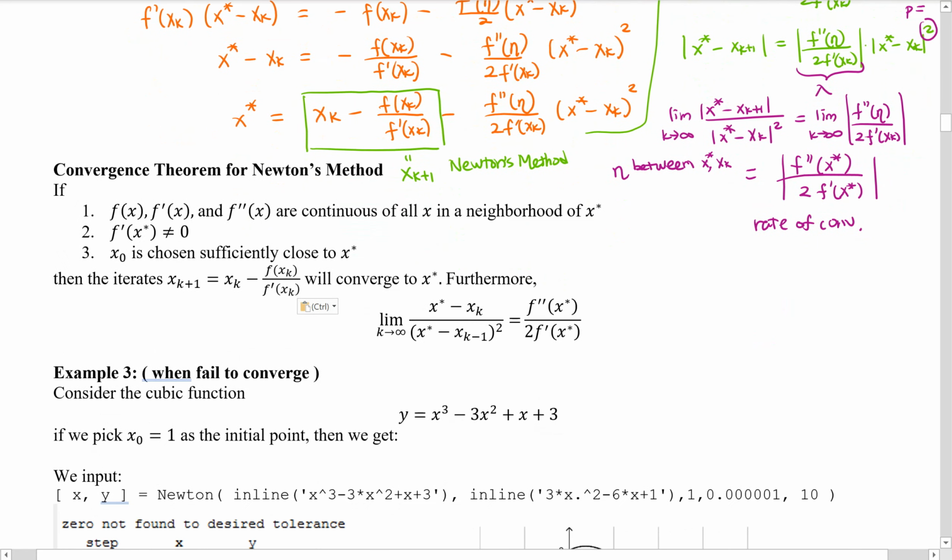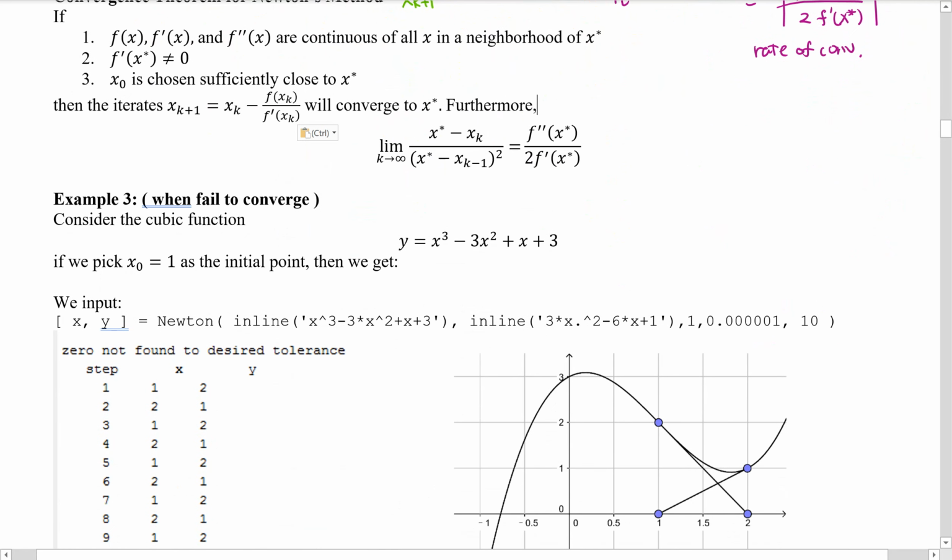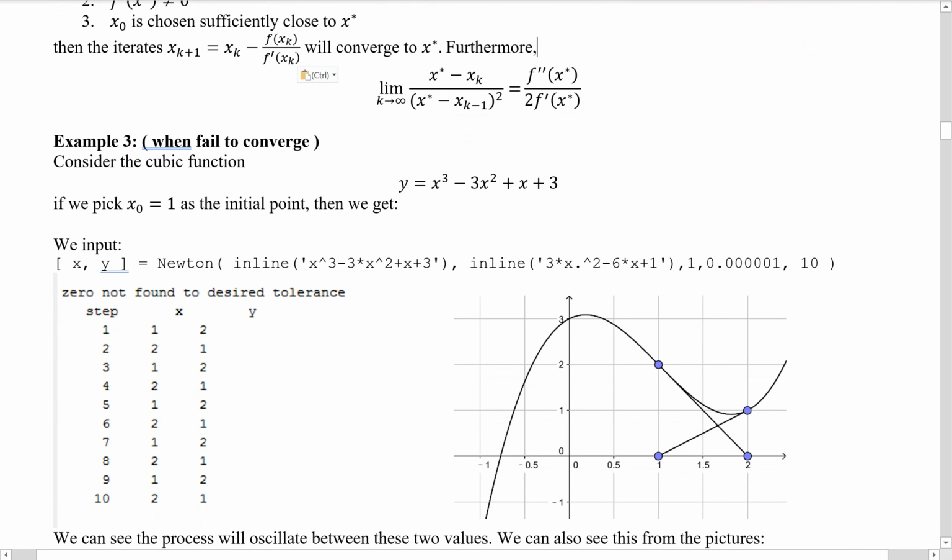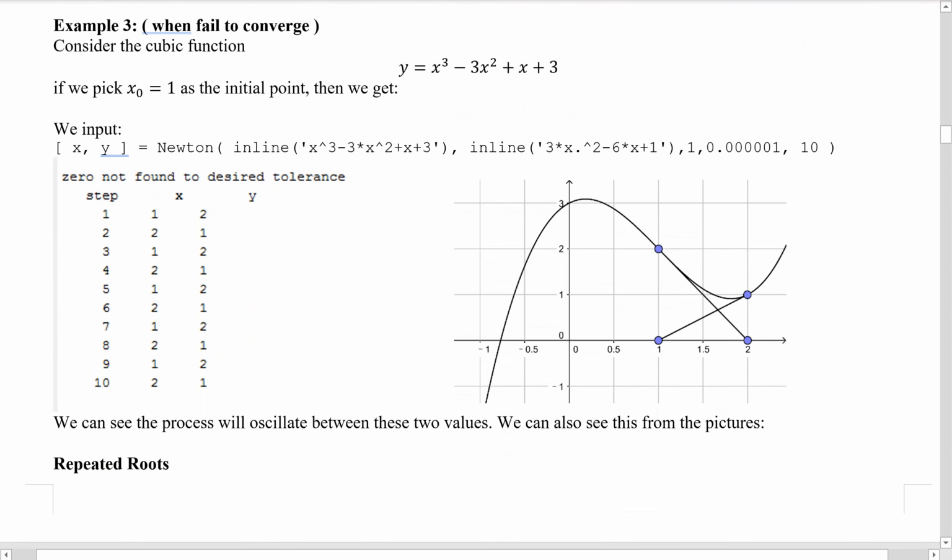So here, I want to give you an example, because we have done many examples where it converges, right? We can calculate it and we figure out the estimate is 0. I want to give you an example when it fails to converge. So let's look at this cubic function: x cubed minus 3x squared plus x plus 3. Let's say we pick 1 to be the initial point. And if we input this into MATLAB or Octave, then this is what we get.